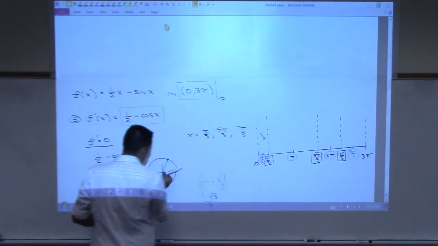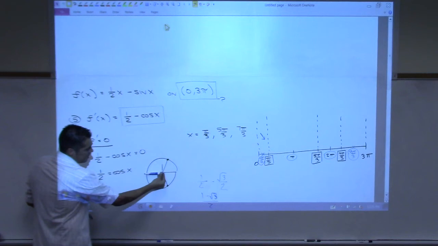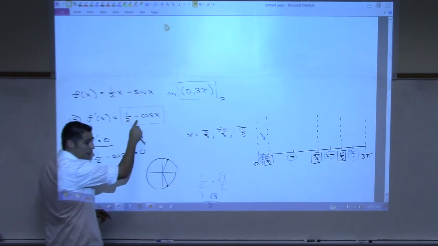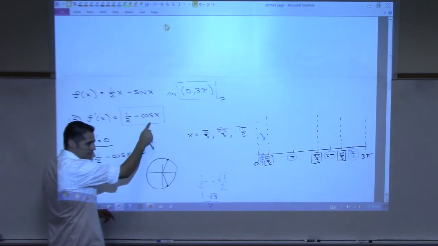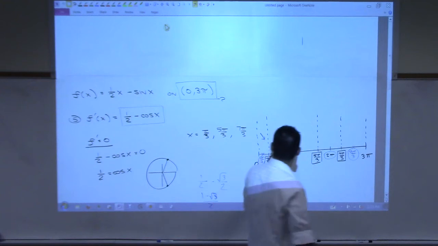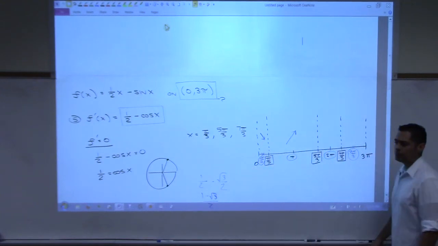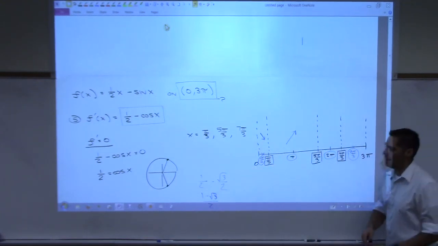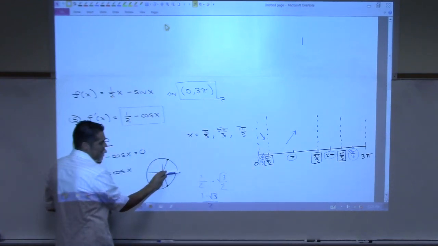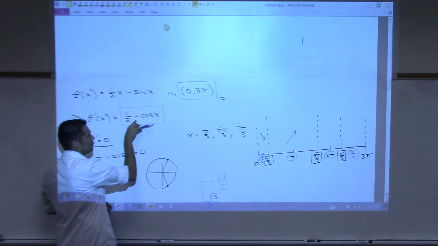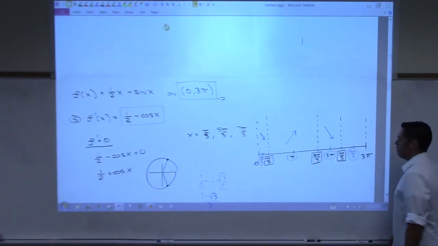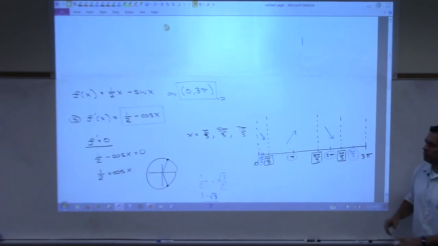Okay, now let's plug in pi. So now I'm going to come over here to pi. What's cosine of pi? Negative 1. What's 1/2 take away negative 1? That's 1/2 plus 1, which is positive. So it goes up. Local minimum. Now plug in 2 pi. So if I come around to 2 pi, what's cosine of 2 pi? 1. What's 1/2 take away 1? Negative. Goes down.